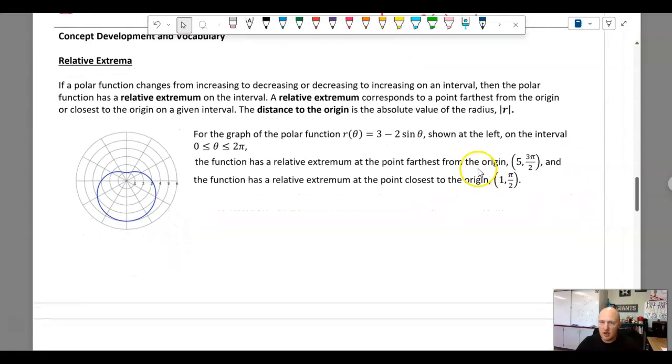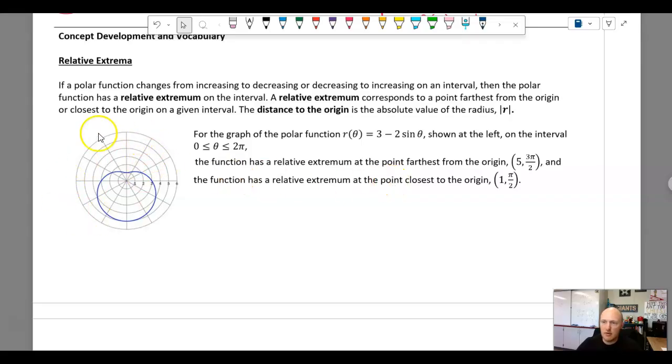We're going to go ahead and talk about extrema. If a polar function changes from increasing to decreasing or decreasing to increasing on an interval, then the polar function has what we call a relative extremum on the interval. A relative extremum corresponds to a point farthest from the origin or closest to the origin on a given interval. The distance to the origin is the absolute value of the radius r, okay?